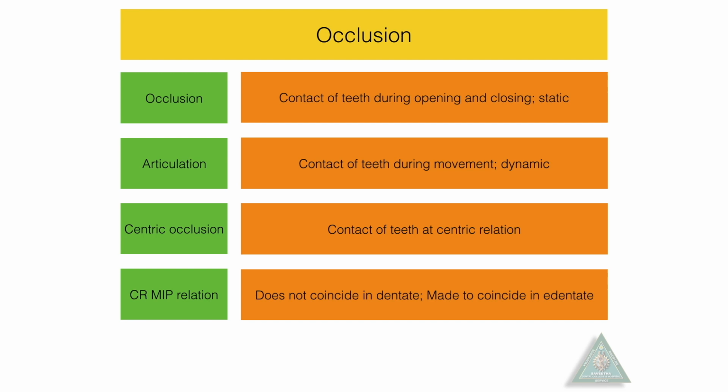Occlusion refers to tooth contact. When you close your jaw, you can feel your upper and lower teeth contacting each other. That is occlusion. There is something called centric occlusion. When you loosen your jaw, it goes into centric relation. If you still feel your teeth touching each other, then that is called centric occlusion. There is something called maximal intercuspation, MIP, that refers to complete tooth contact. Meaning, if you close your jaw tightly, you can feel all your posterior teeth touching each other on both sides. This is called maximal intercuspation.